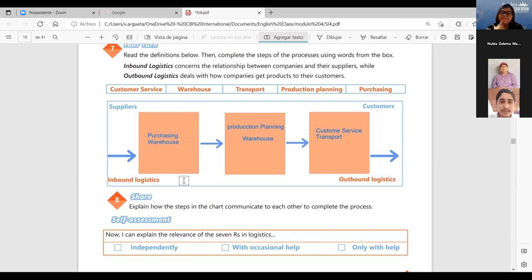But in this case, you can repeat the same word. You can use that activity in both cases. For example, you purchase raw material, you need to storage that raw material, that is the activity of warehousing, and after the production you need to storage the final product, and that is another activity of warehousing. That is the reason why it's in both boxes.